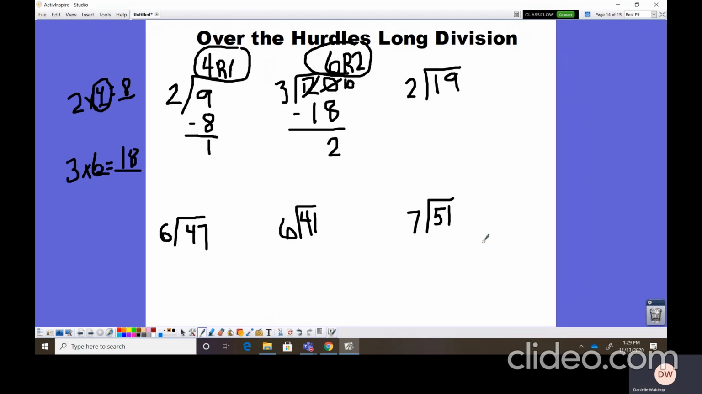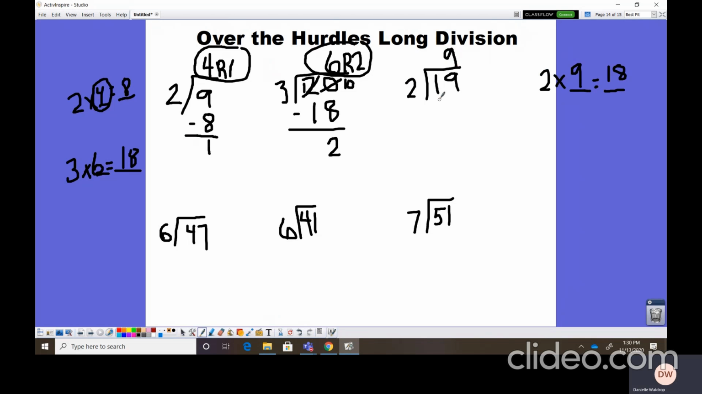All right, 19 divided by 2. 2 times what's going to get you close to 19 without going over? Well, 2 times 10 is too big. It's 20. Let's back down to 9. What's 2 times 9? Good. 2 times 9 is 18. So I'm going to use it. I'm going to say that the 2 will go into 19 9 times without going over.